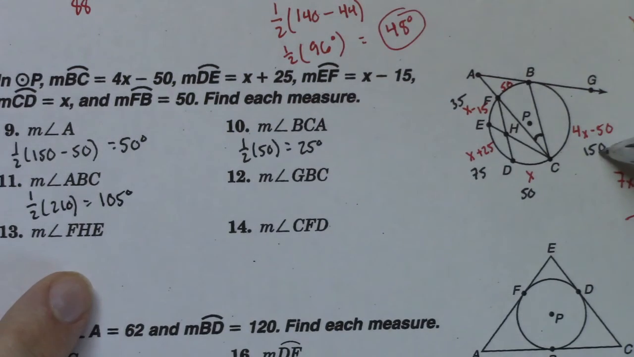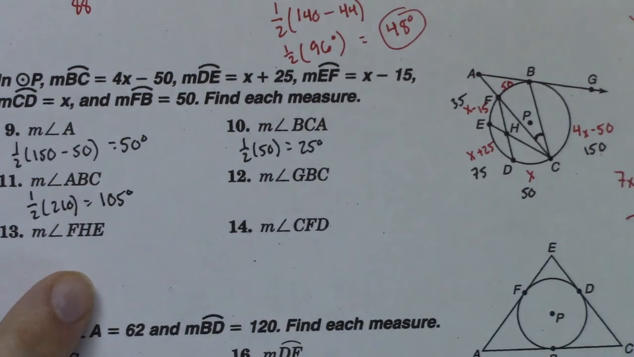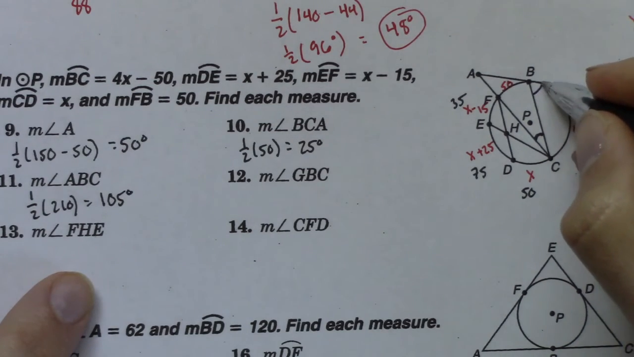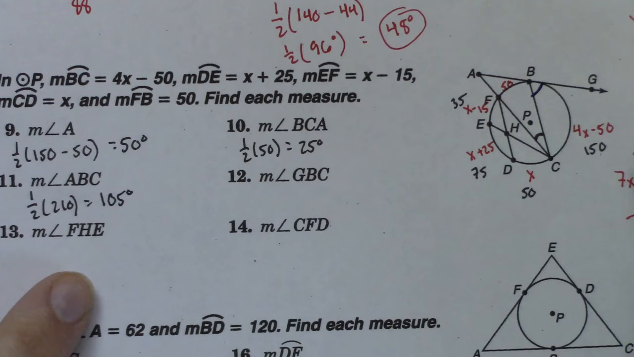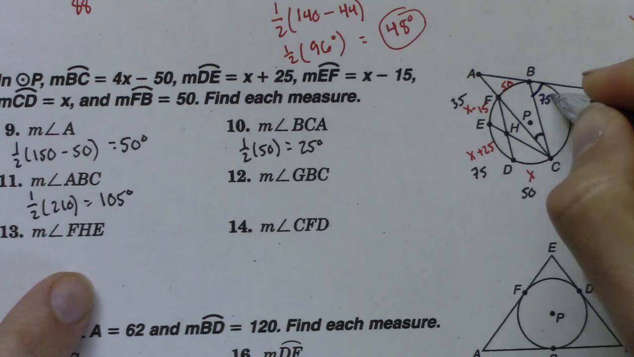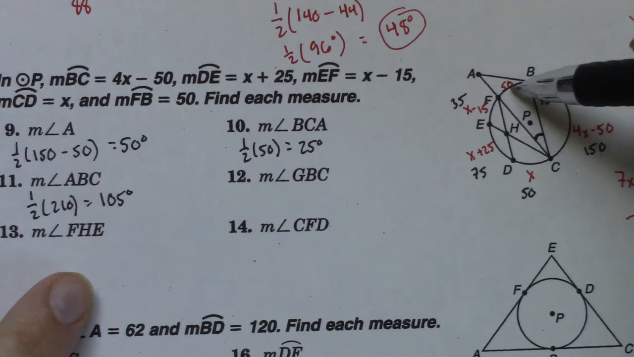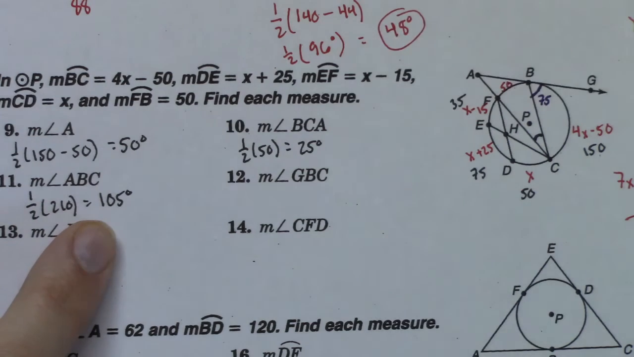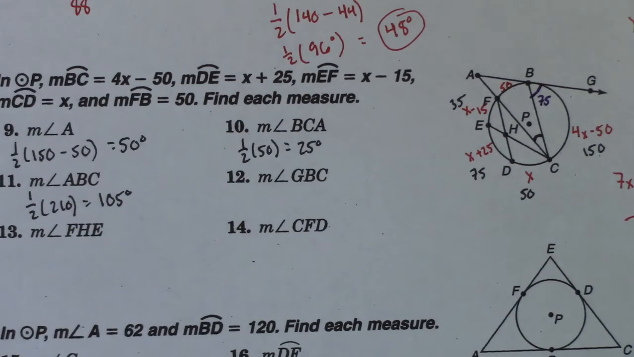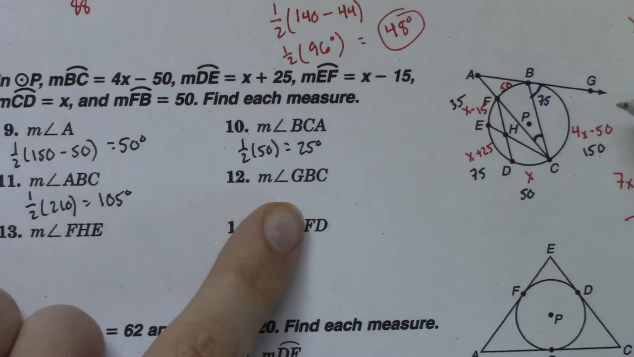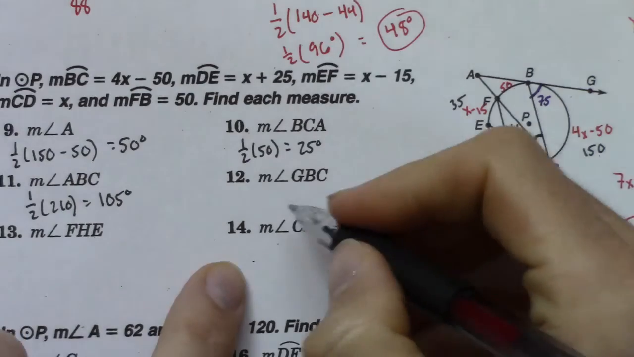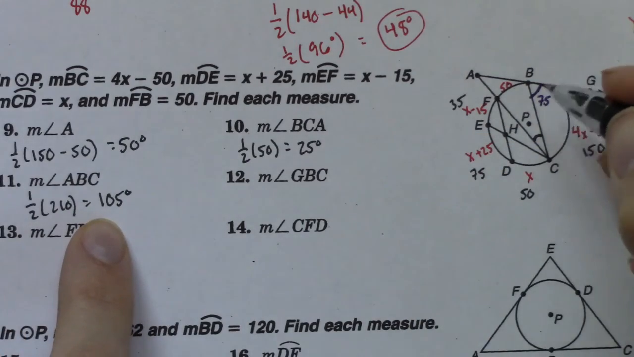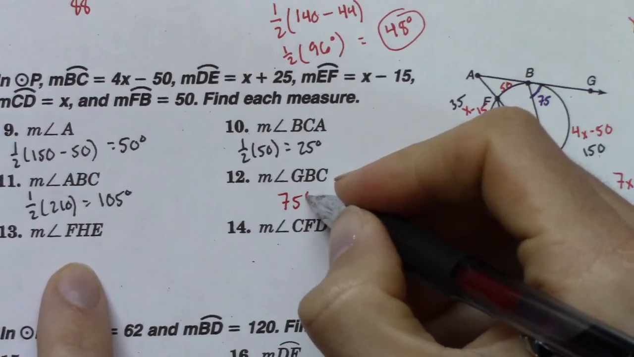You could also say if this is 150, then that means that this angle right here is half of that because it's inscribed, which makes it 75. And these two angles must add up to 180 because they form a straight line. Hence, 105 is the remaining piece. All of these problems have more than one set of steps you could take. GBC, guess what, we just did it, 1/2 of 150 or the supplementary value of 105. Either way, we get 75 degrees.